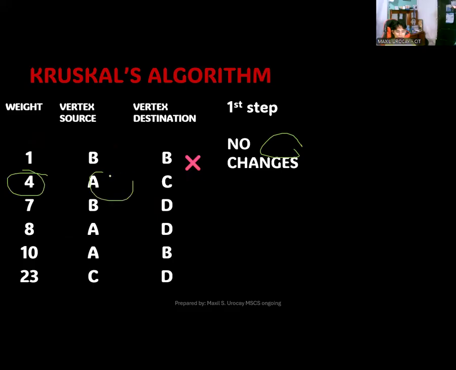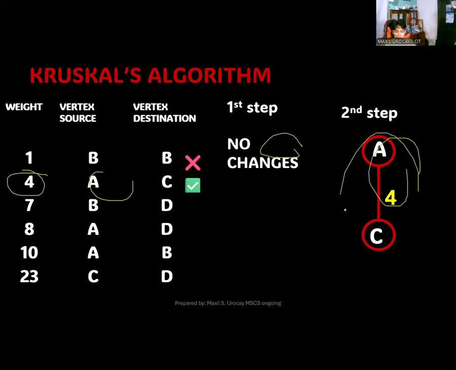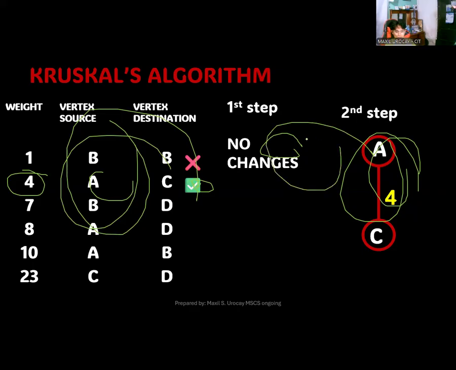Since that does not form a cycle, we can add A to C, which is 4, and you put a check here. You have to keep track of that as well, so that you form only one table. You draw the subgraph step by step, but for the table I will only request one table: if an edge is added, you mark it as a check, and if it is not, you mark it as wrong.